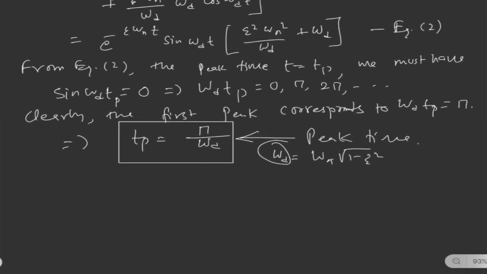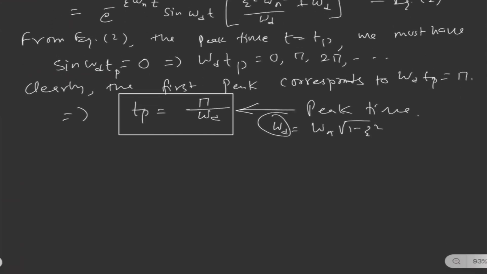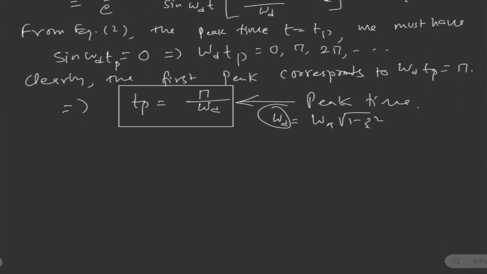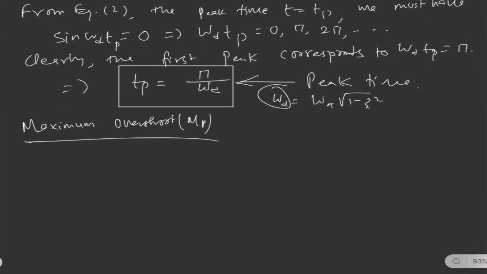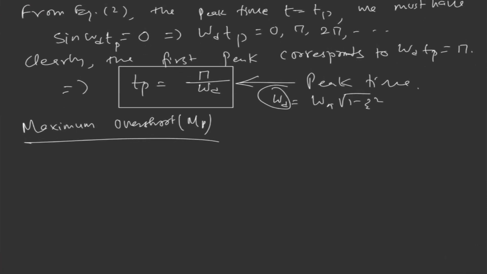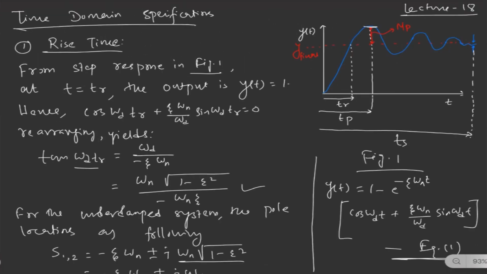Now let's find the maximum overshoot. The next specification, maximum overshoot, is denoted by Mp. The maximum overshoot occurs at the peak time t equal to Tp. That is obvious, we have already done it. The maximum overshoot occurs at t equal to Tp.